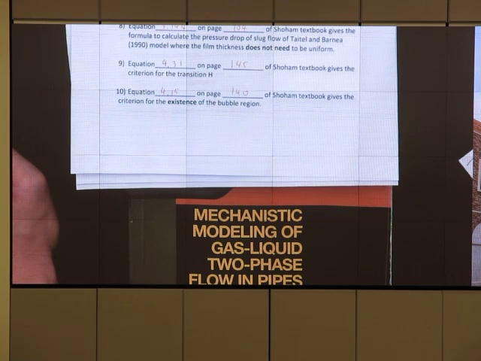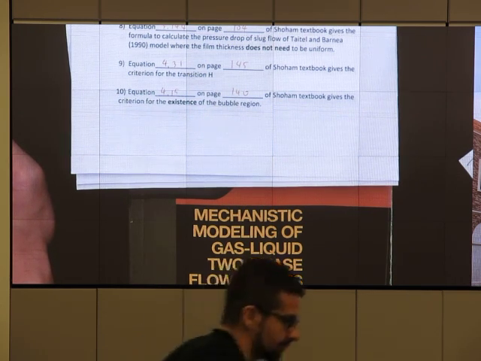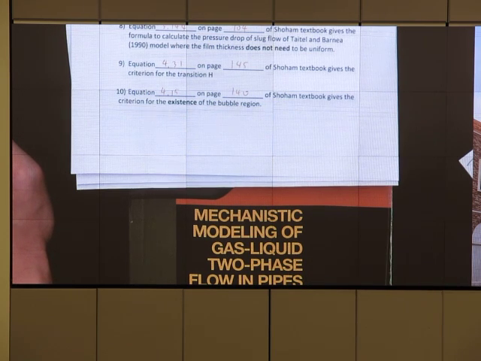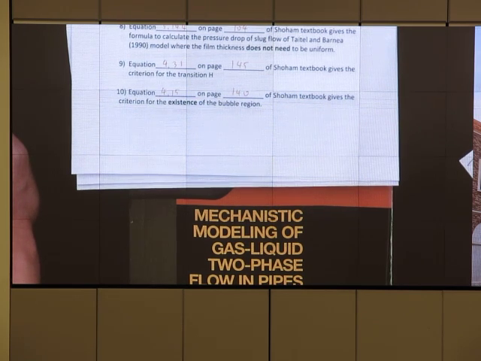Is it a comparison between what and what? George, furthermore, how do we get 4.15? The existence criterion. We compare what and what? Bubble velocity. VTB, right? Yeah. 0.55 square root GD and bubble rise velocity.